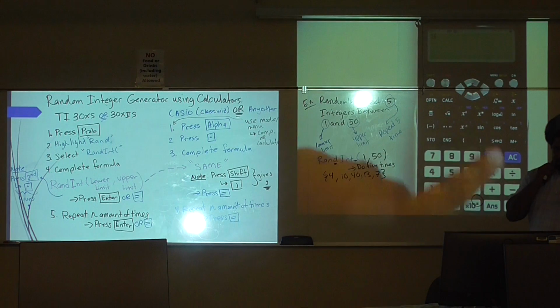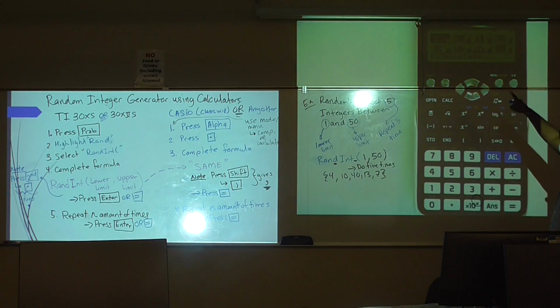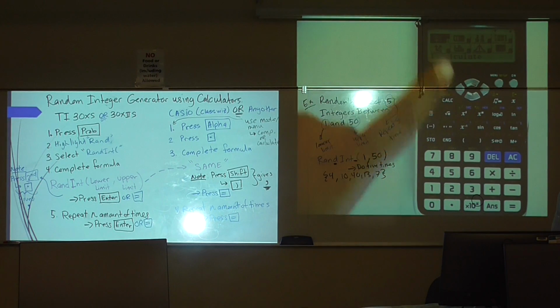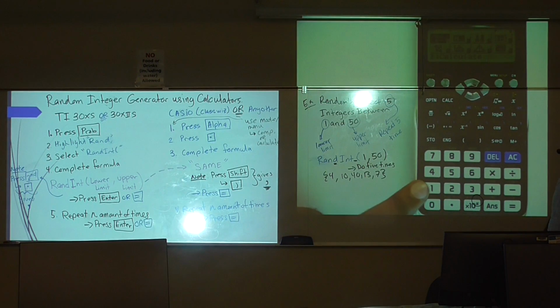So for mine, I'm going to hit menu, which is right here. So hit menu, and notice I have calculate as an option. So I'm going to choose calculate by either highlighting it, going to it, or just hitting the number that corresponds with it, 1. And select it with the equals. And now I have this set up.